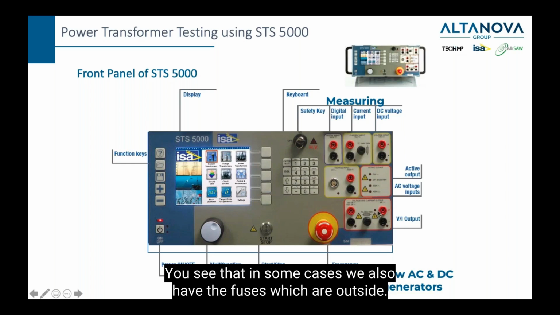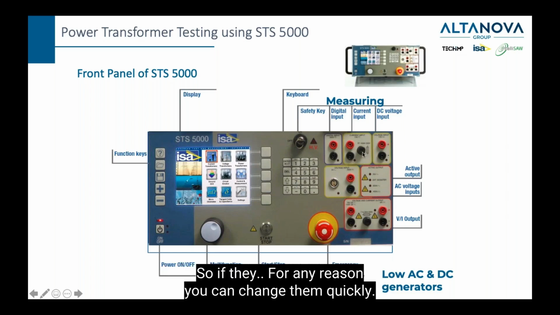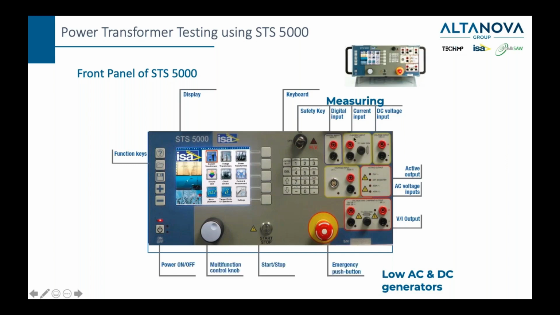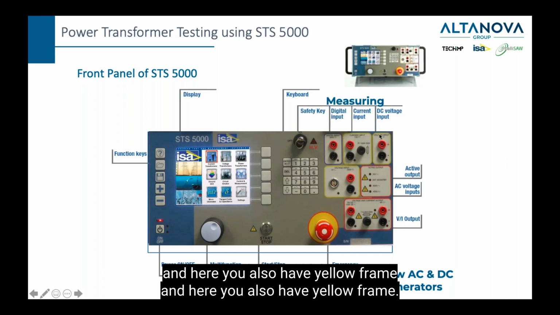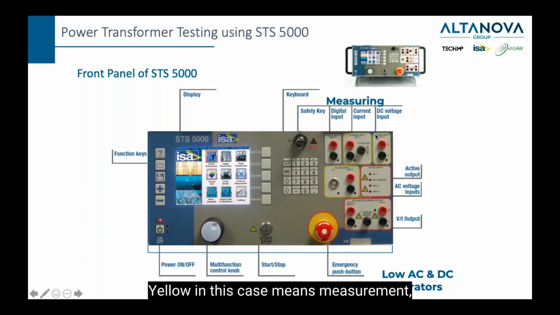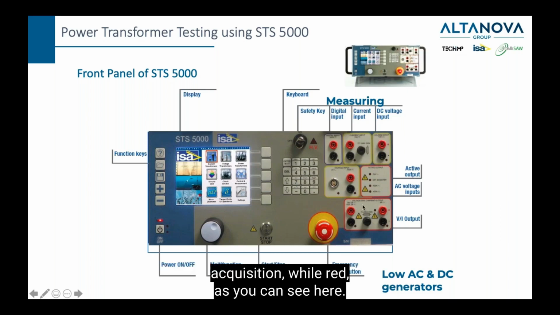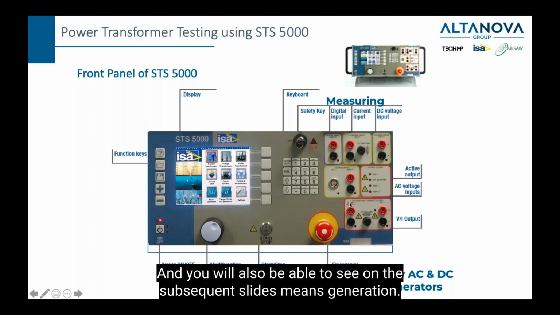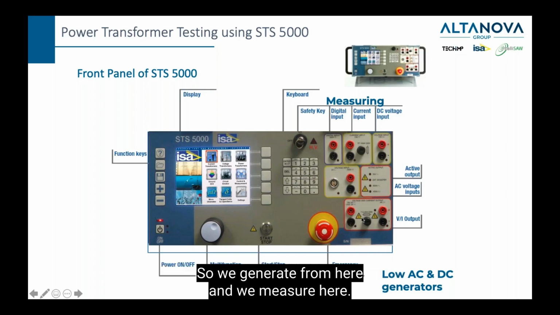You see that in some cases we also have the fuses which are outside, so if they burn for any reason, you can change them quickly. Also, I want to turn your attention to the fact that here you have yellow, and here you also have a yellow frame, and here you also have a yellow frame. Yellow in this case means measurement, acquisition, while red, as you can see here, and you will also be able to see on the subsequent slides, means generation. So we generate from here and we measure here.